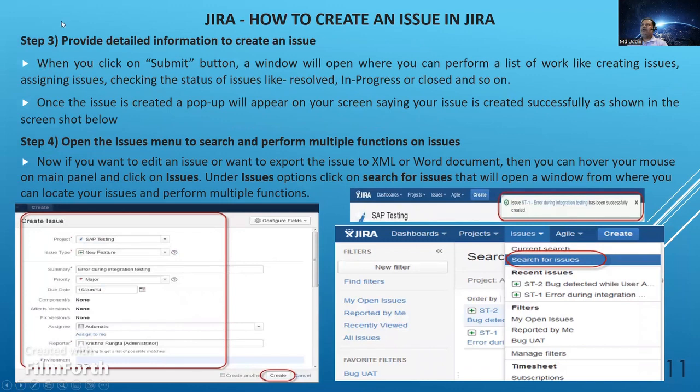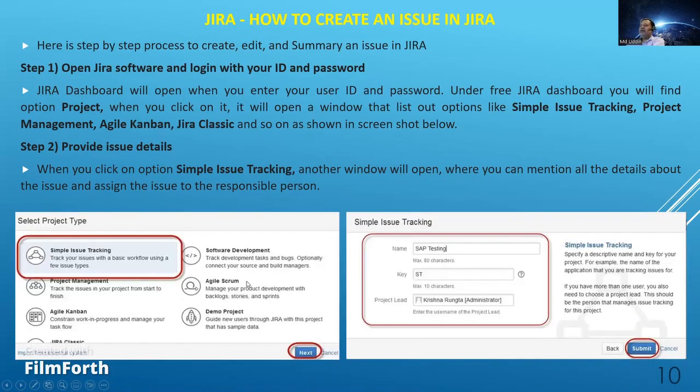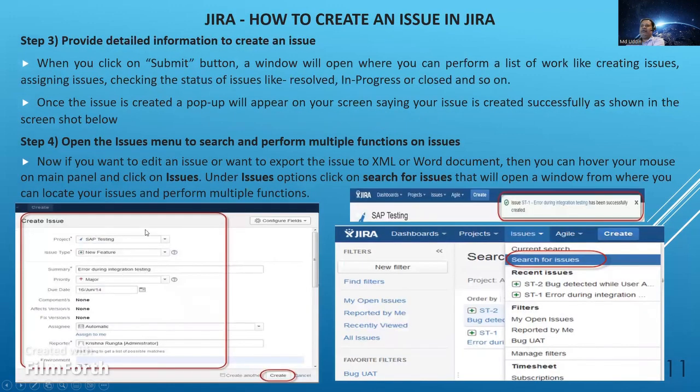So then provide the details of the information to create the issue. When you click the submit button, a new window will open. Once you open a project and click the issue type, you'll click next, and you'll get the second window where you provide all the details of the issue tracking and click submit. Once you click submit, you'll get this window here. And here you have to provide all other information. Once the issue is created, a pop-up will appear on screen saying the issue is created successfully, as shown in the screen below.